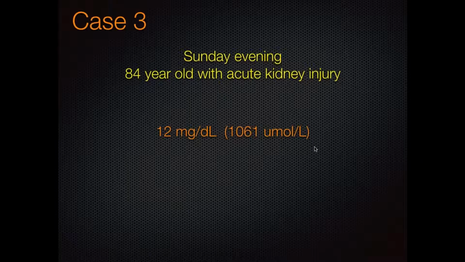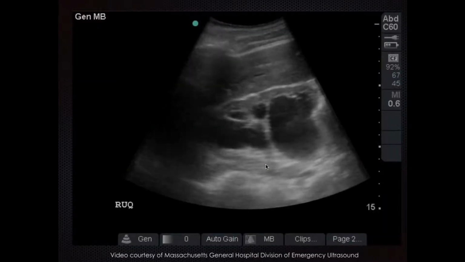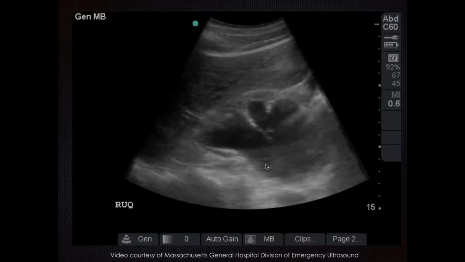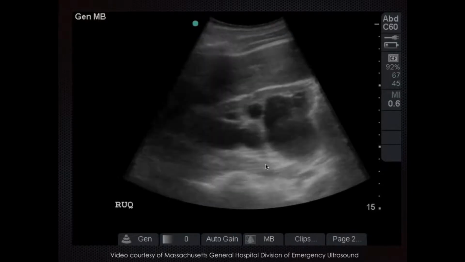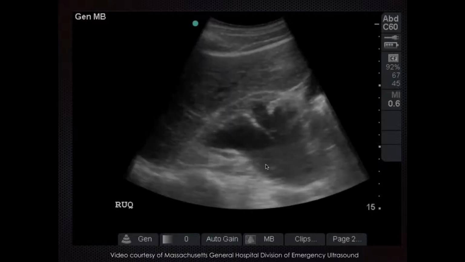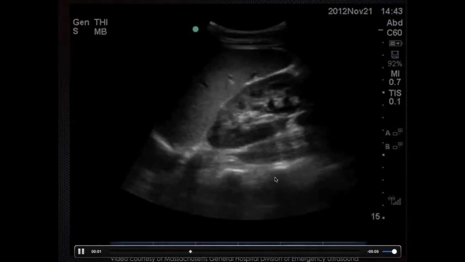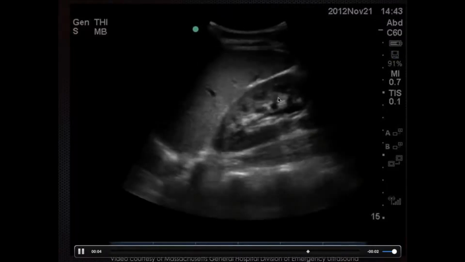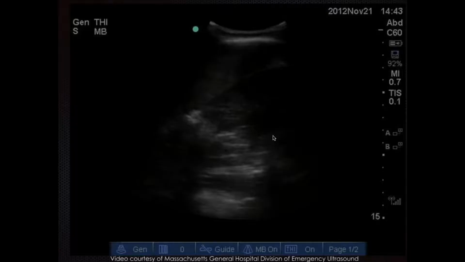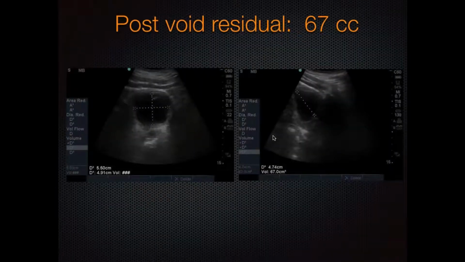It's now Sunday evening. You're in the hospital. You're on call. You're seeing an 84-year-old gentleman with acute kidney injury, except this time the creatinine is 12. And you scan through the right upper quadrant, doing the view that we talked about in the right upper quadrant, except this time you're focusing a little bit more on the kidney itself, and you see this. And this is this gentleman's left upper quadrant view of the kidney. Spleen here, kidney there. And then when you calculate the post-void residual, using the same calculations that we talked about, it's 67.